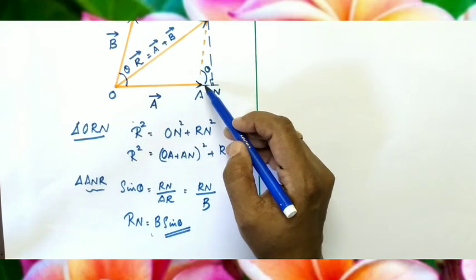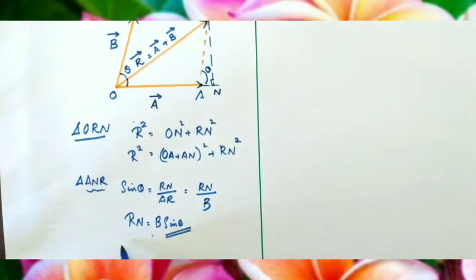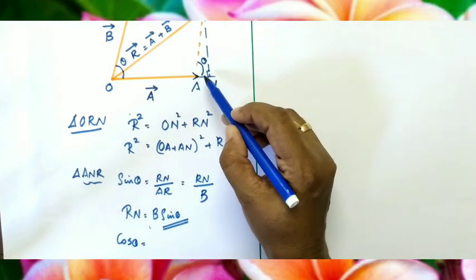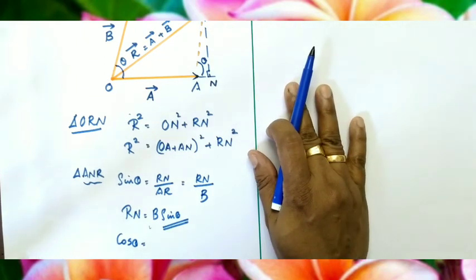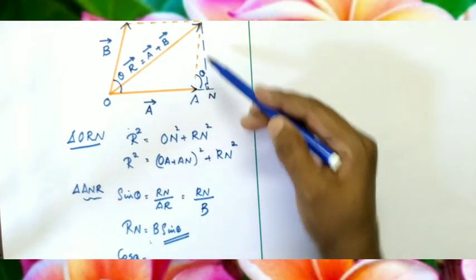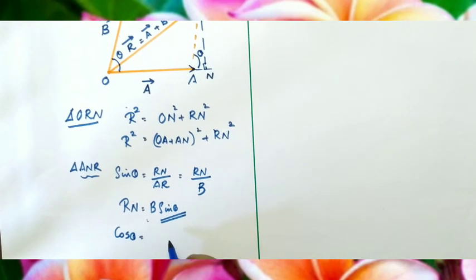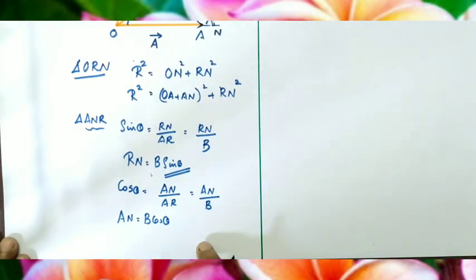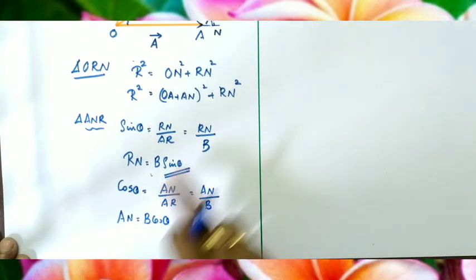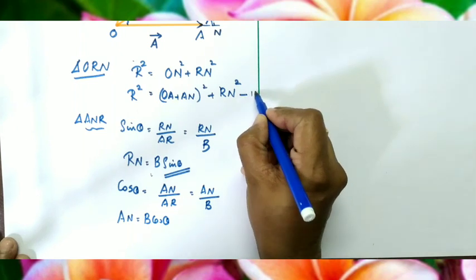Similarly, consider the same right angle triangle, take cos theta. What is the value of cos theta? Cos theta is equal to adjacent side, that is AN, divided by hypotenuse. What is the hypotenuse value? AR, isn't it? So cos theta is equal to AN divided by AR, and the value of AR is B. So AN is equal to B cos theta. Okay, so we got the values of Rn and AN. Then substitute the values of Rn and AN in the first equation.